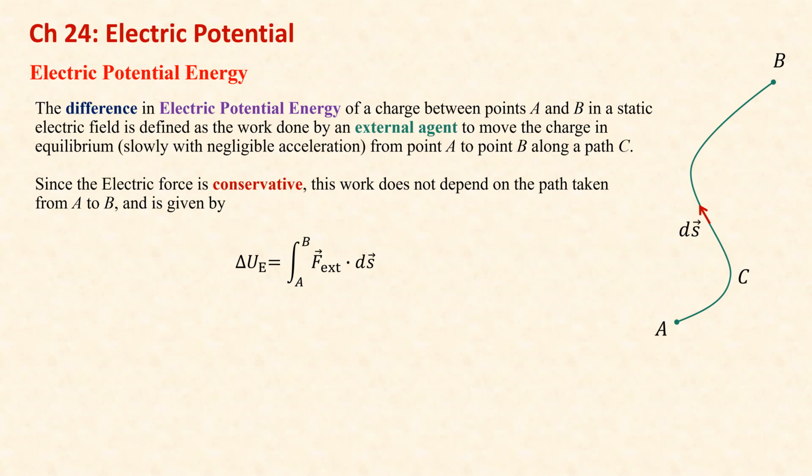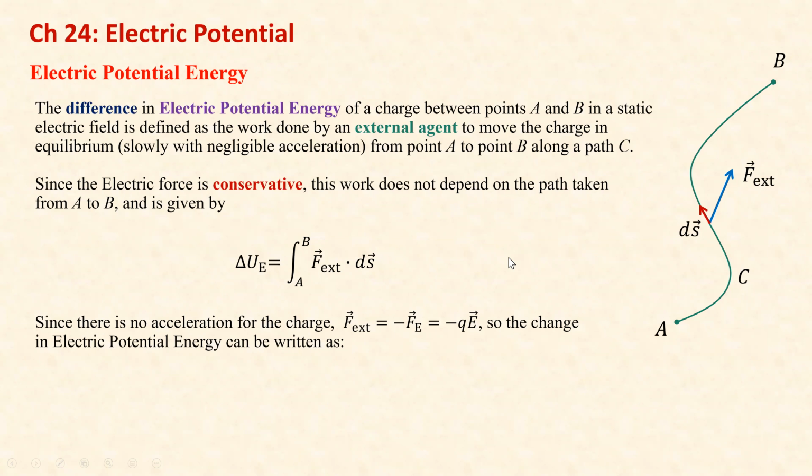What it means is that you divide the path from A to B into many small pieces of ds, which is a vector along the path, with a small magnitude. At that point, you see what the external agent is that keeps the charge moving. So that's F external at that point. And then you calculate F external at that point dot ds. You get a scalar, a number. And then you add all of those similar things from A to B as you go along the path. All right, so that's the way it is defined.